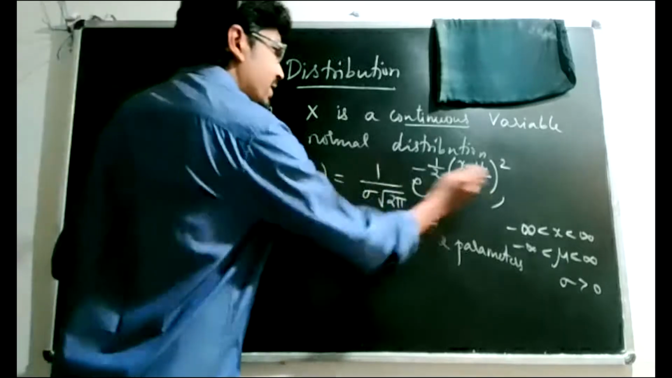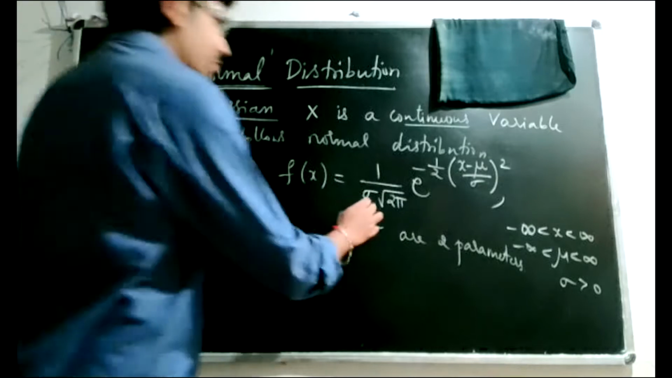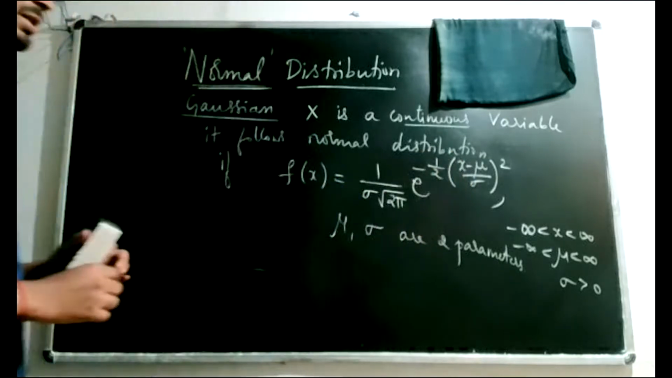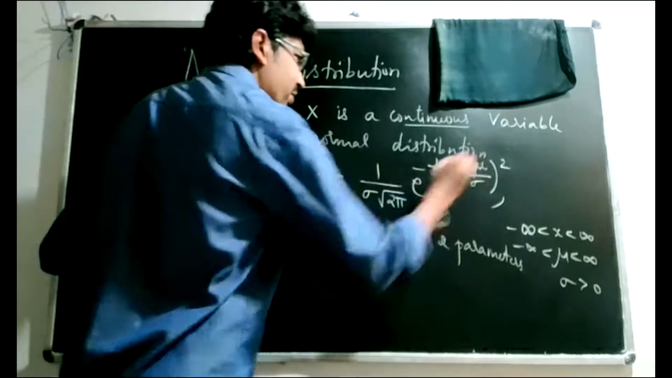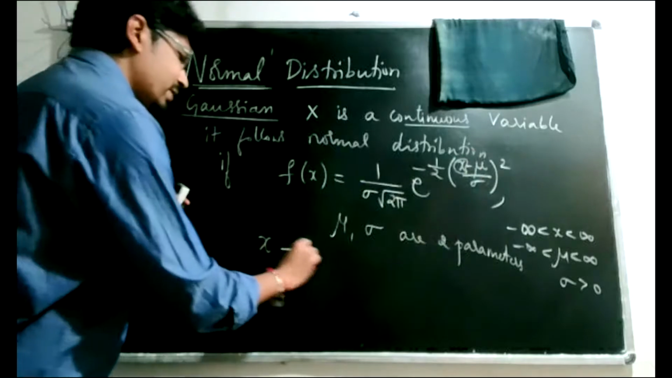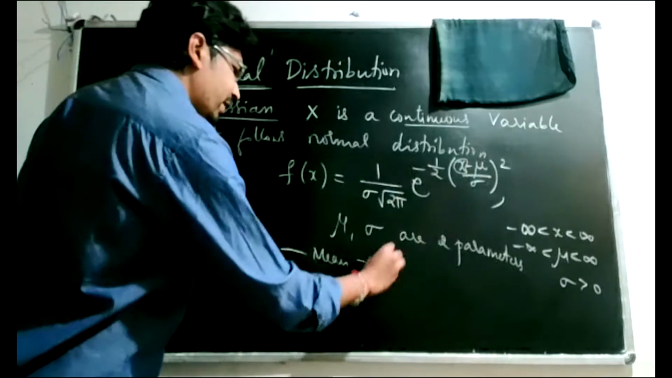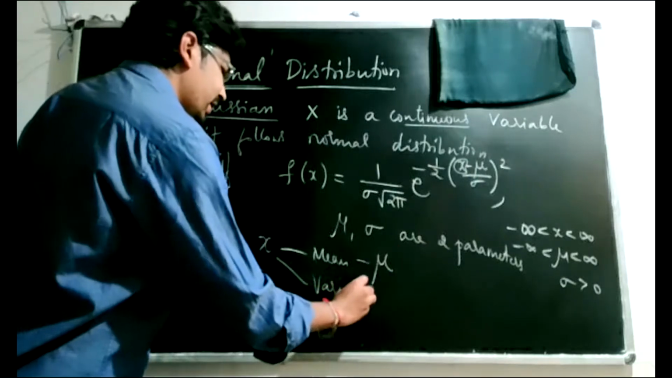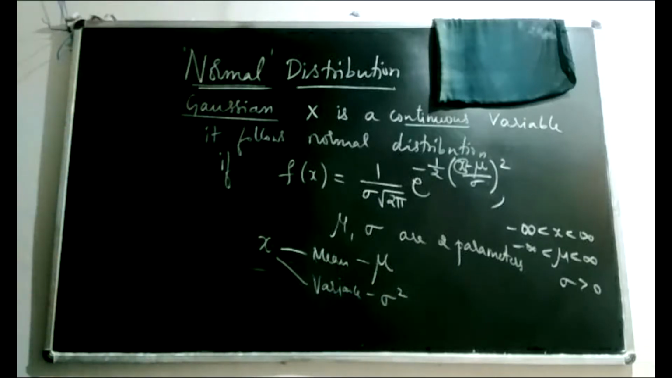Now coming to the right hand side of the law, it is a mathematical function: 1 by sigma square root of 2 pi, e power minus half (x minus mu by sigma) whole square. So here my variable x is observed. Its mean is indicated by mu and its variance is indicated by sigma square. So whenever we have a variable, we can obtain its mean, we can obtain its variance.